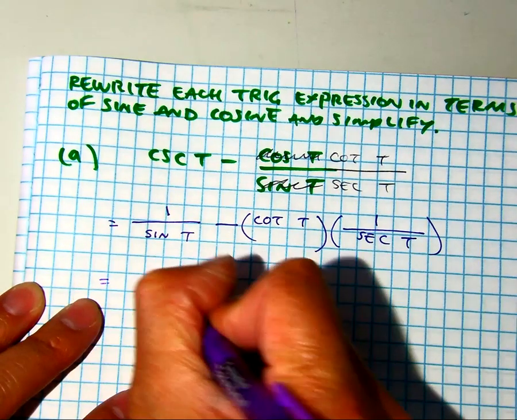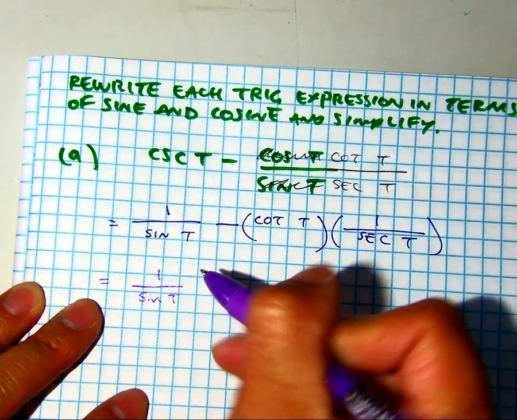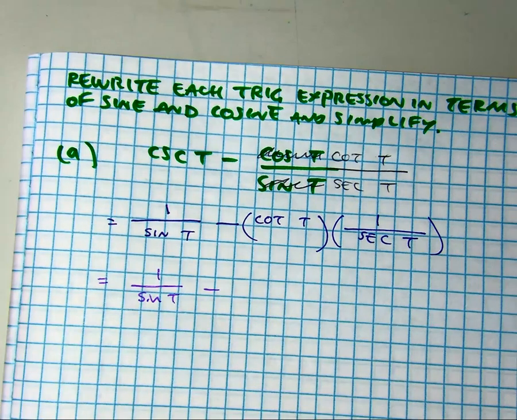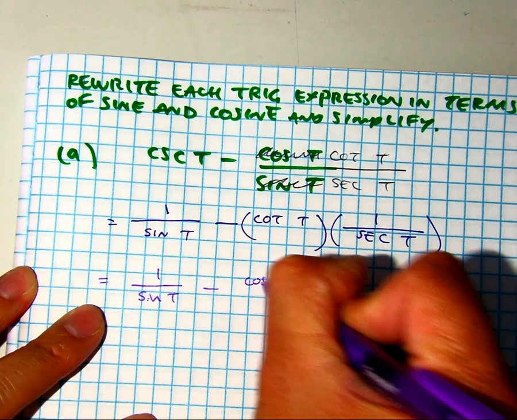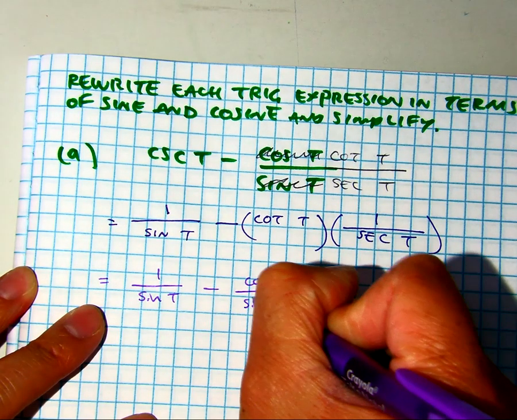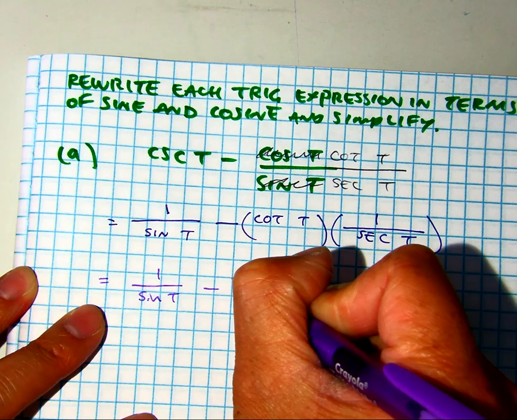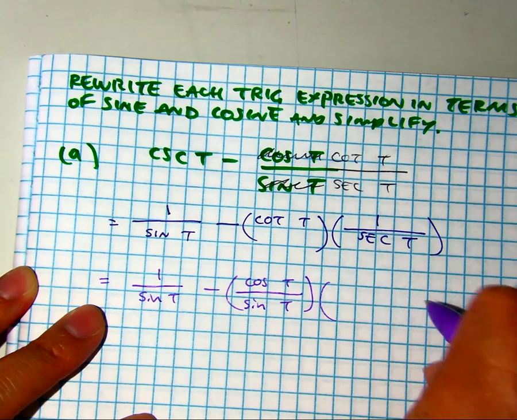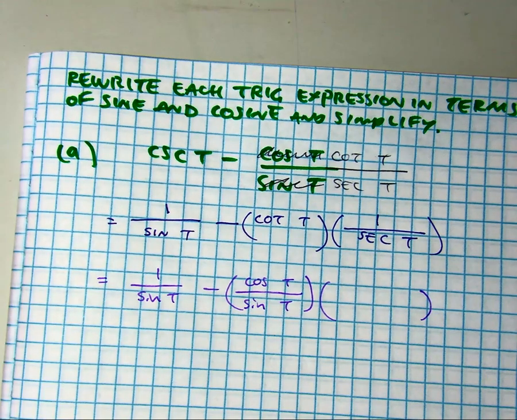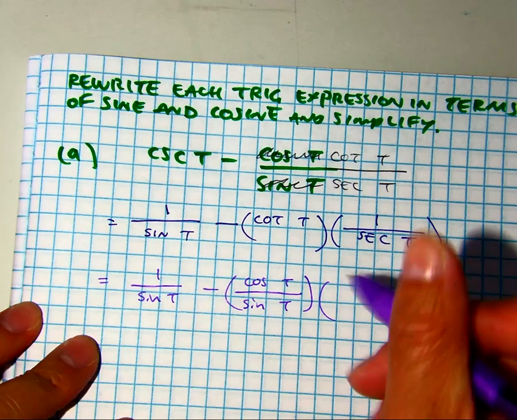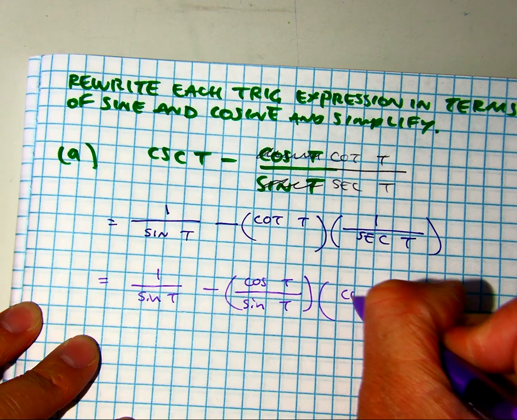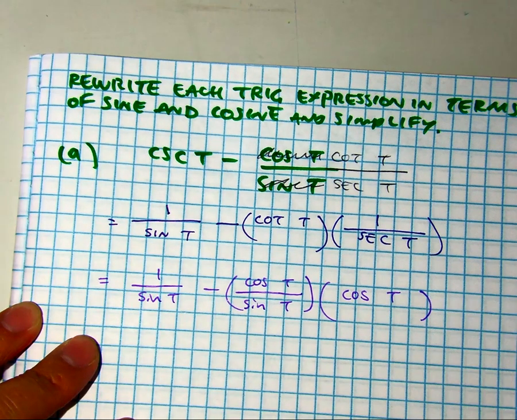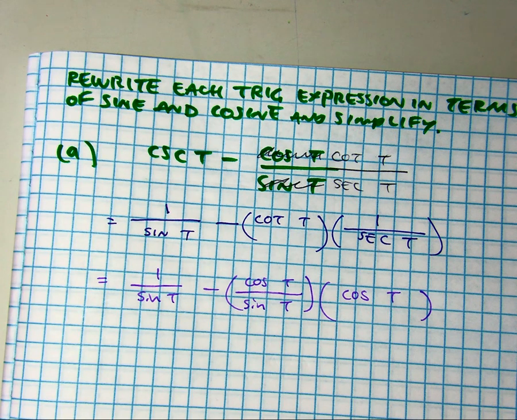So I have 1 over sine t minus, class, what can we turn cotangent t into? How come I can use cosine over sine? That is the quotient identity. And secant is 1 over secant is just going to be cosine of t, or that's the reciprocal identity.